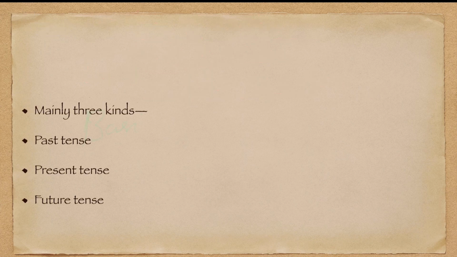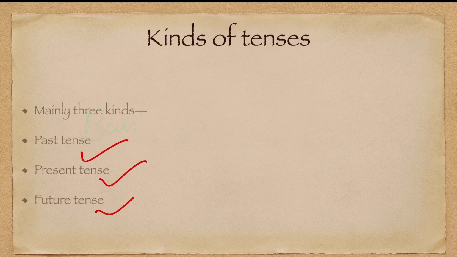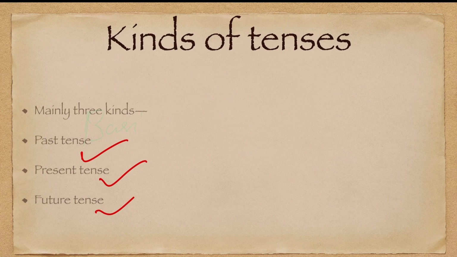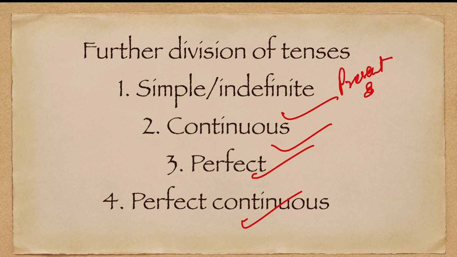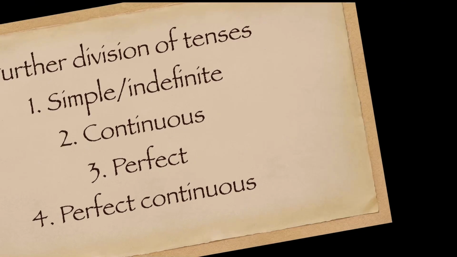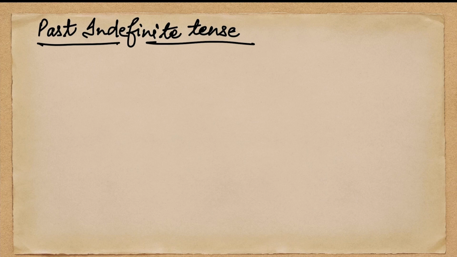So now move further. Mainly three kinds of tenses: past tense, present tense, and future tense, which is written over here. Further division of tenses, we have studied this also: simple, continuous, perfect, and perfect continuous. We will study present indefinite, then past indefinite, and then we will move to continuous. So yes, past indefinite tense.